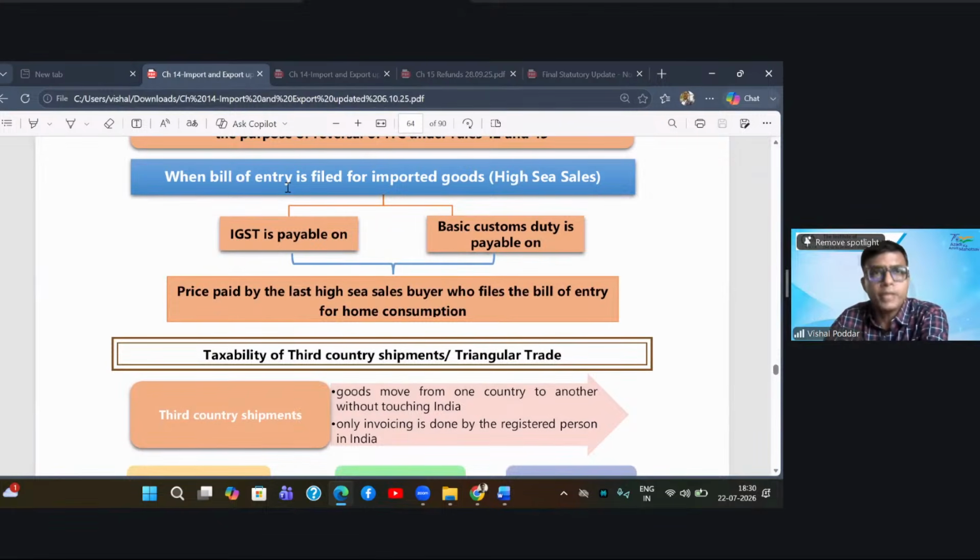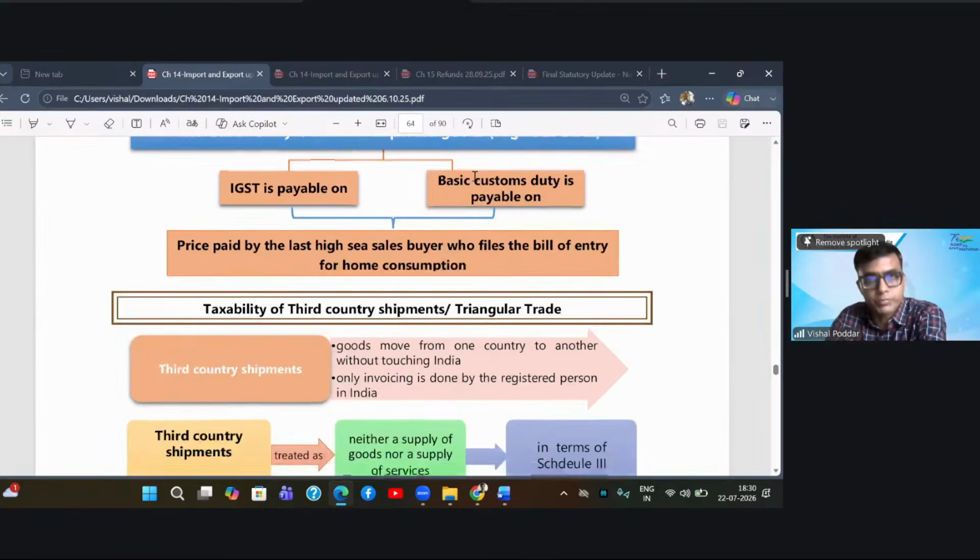Next, when the bill of entry is filed for the imported goods, now who is filing the bill of entry? This bill of entry is to be filed by that person who has purchased the goods from me under high sea sale. So I have already sold the goods today. Now, after 15 days, when the goods reach India, the buyer who had purchased these goods will now go and get the goods cleared.